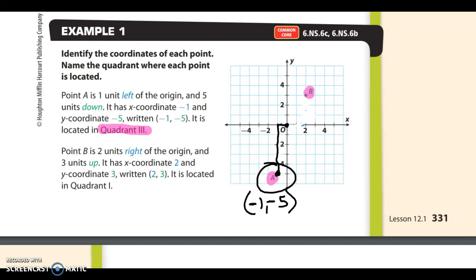So point B says, point B is 2 units right of the origin, 1, 2, and 3 units up, 1, 2, 3. That's where it is. It has x-coordinate 2 and y-coordinate 3 written as 2, 3. It is located in quadrant 1. Remember, it's quadrant 1, 2, 3, 4, written as Roman numerals. Cool. Okay, this video is going to continue on to the very next page, so just turn the page with me.